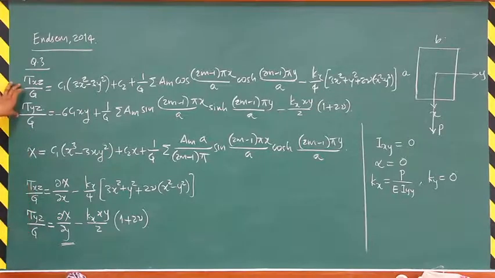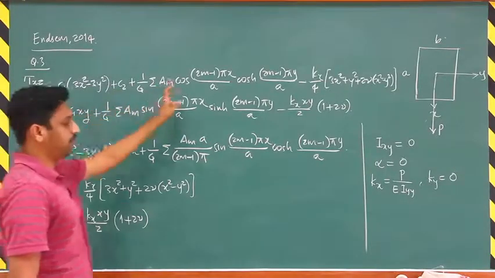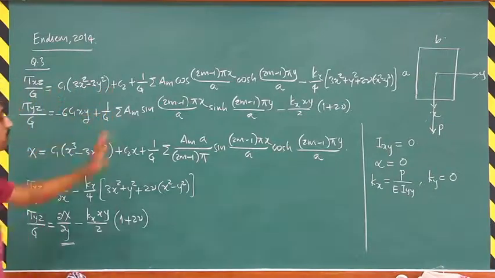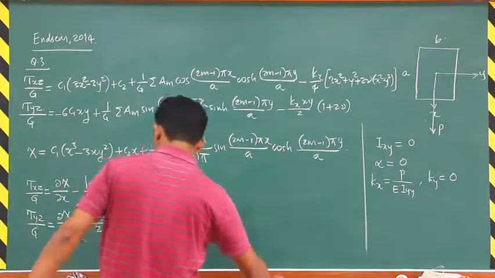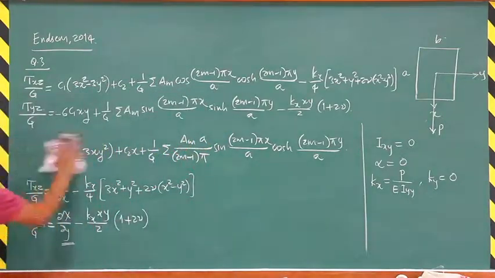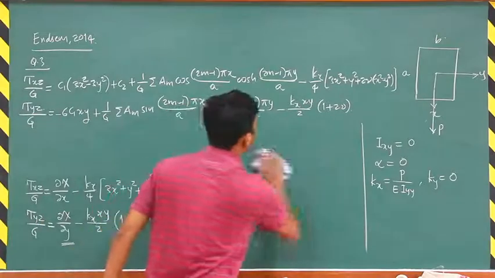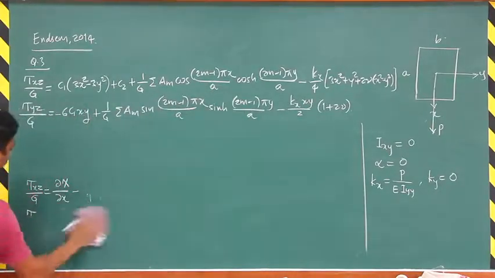Now if you see these expressions for tau xz and tau yz, they involve constants like c1, c2 and am. We are supposed to find these constants again through certain boundary conditions. So now we make use of boundary conditions. Now we don't need this anymore. So we have expressions for tau xz and tau yz.